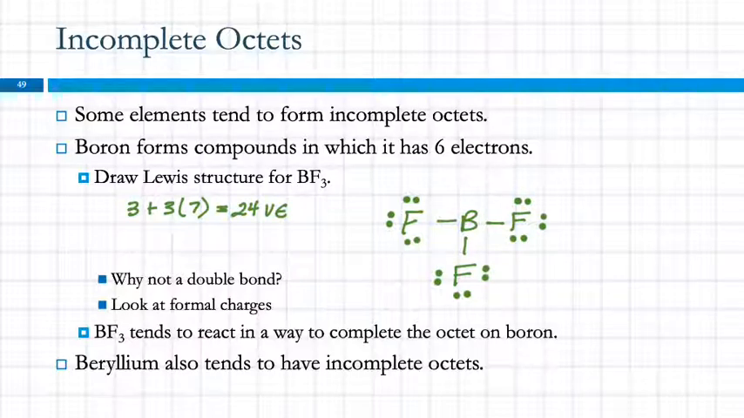But let's look at the formal charges on it. So again, we're looking at breaking the bonds in half. How many electrons did fluorine bring? 7. And how many is it leaving with? 7. So this fluorine has a 0 formal charge. These others do as well because they're in exactly the same situation. Boron brought in 3 electrons and it's leaving with 3 electrons. 0 formal charges.